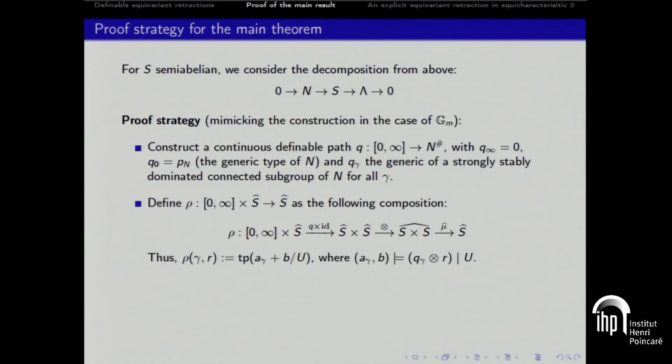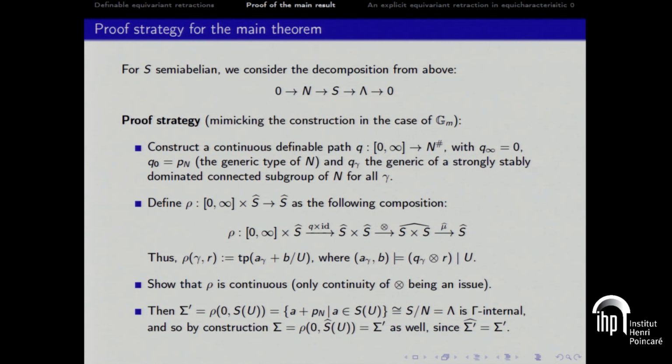So we define rho as follows. From the interval across S hat, we take Q, so we go from gamma to Q gamma here, and then we take the tensor with the type we want to know the image of, and then we evaluate. So this is what happens precisely. Gamma of rho R is the type of A gamma plus B over U, where I took a realization of the tensor product of A gamma and B, so two independent realizations over U. And okay, there's something to do. One has to show that rho is continuous. But for this, only the tensor product is a problem here. The rest is clear.